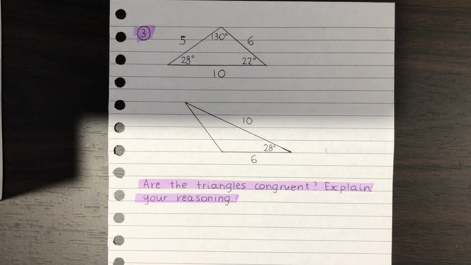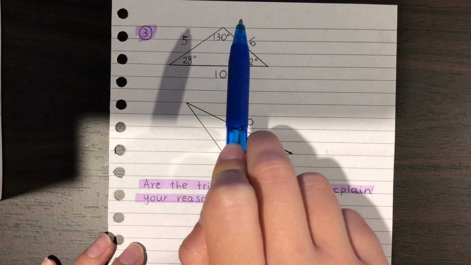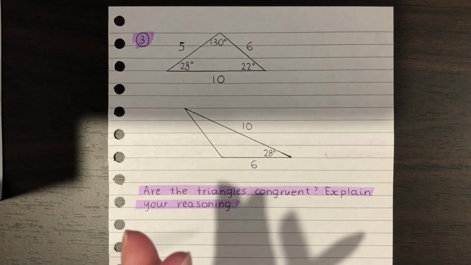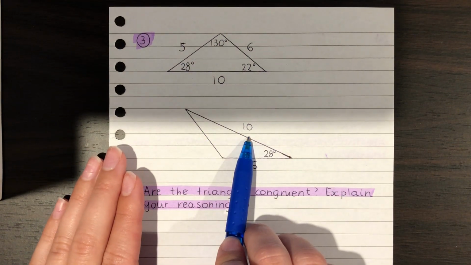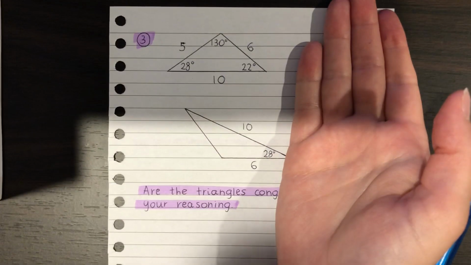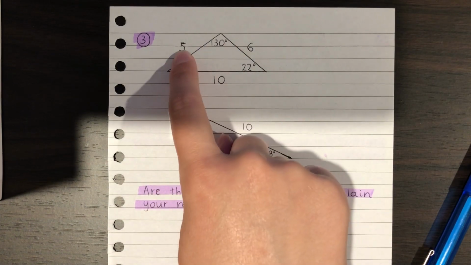Question number 3. Are the triangles congruent? Explain your reasoning. All right, so let's get these facing the same way and we can go from there. What I'm going to do is turn this triangle here to face that way because, for me personally, I like the way this triangle is sitting. It's easy to read for me, whereas this is more like an upside down slanted triangle. So I'm going to literally pick this triangle up and flip it over to suit the orientation of this triangle here.